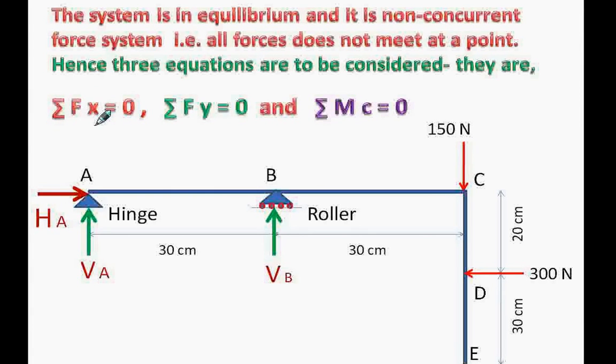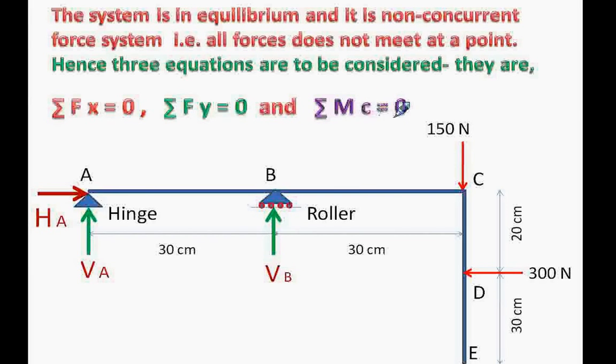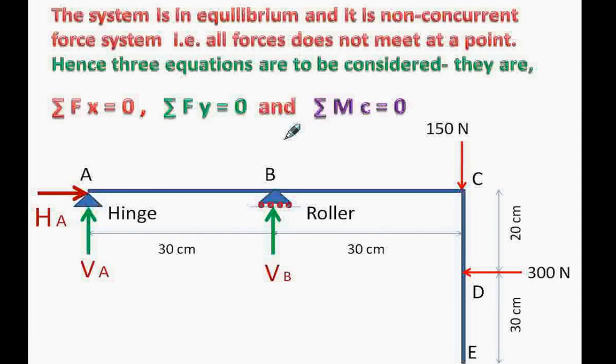This is a force equation: summation of the forces in the x-axis must be 0. This is also a force equation: sum of the forces in the y-axis must be equal to 0. And this is a moment equation: sum of the moments of all the forces about one moment center C must be equal to 0. These are the three equations and three unknowns, HA, VA and VB, and it is asked to calculate HA and VA. So we can calculate these three unknowns using these three equations.